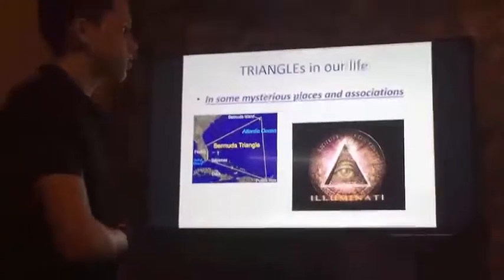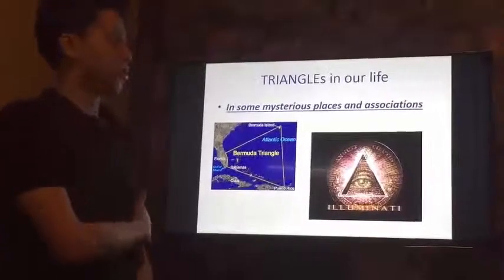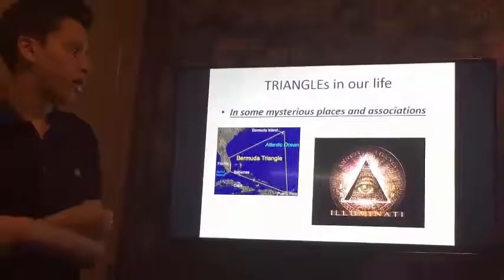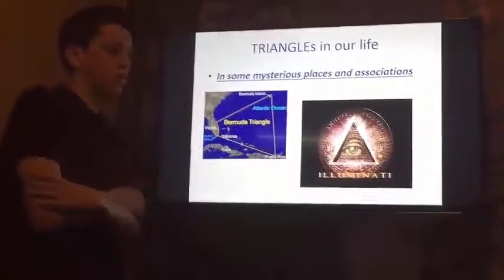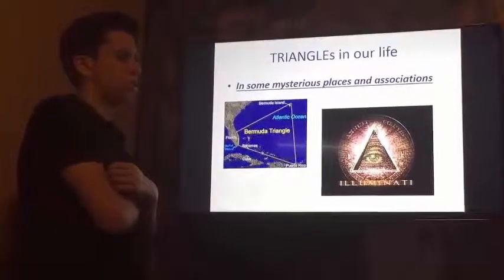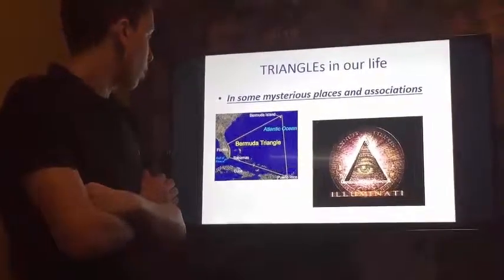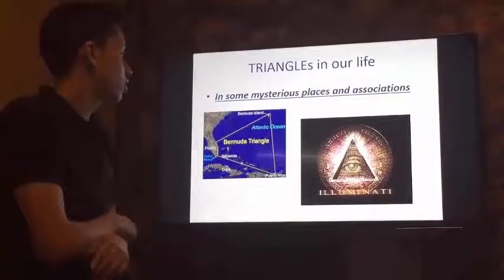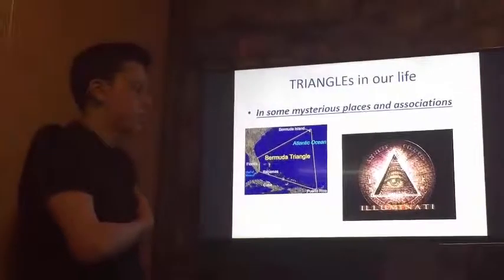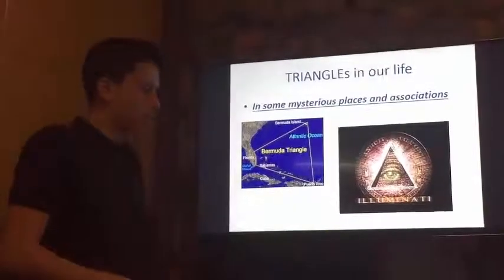In some mysterious places and as the symbol of some associations. If you ask me, I will first remember Illuminati. It's an association which the most famous, popular rock stars and singers are in, like Rihanna or Beyonce. And the Bermuda Triangle, which is known as a cursed place for all planes and ships.